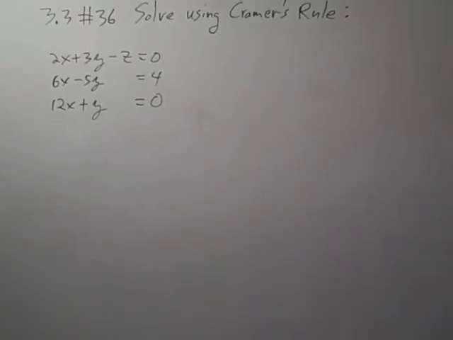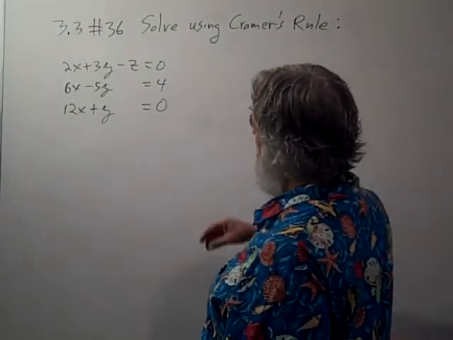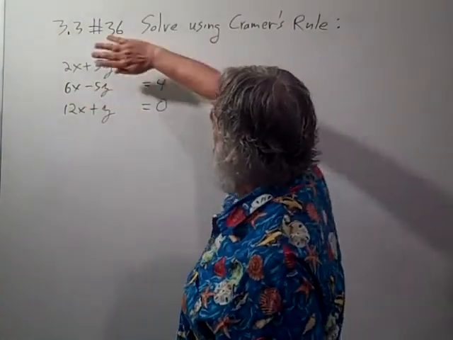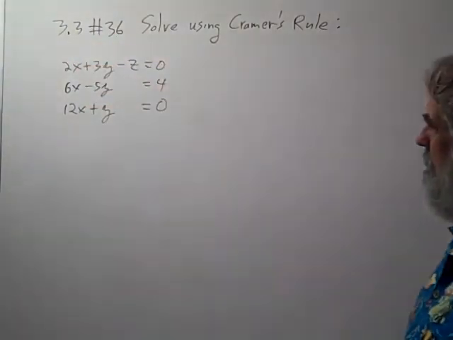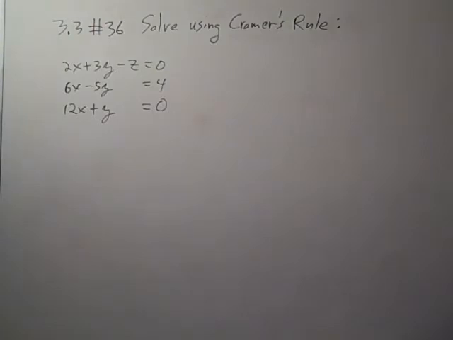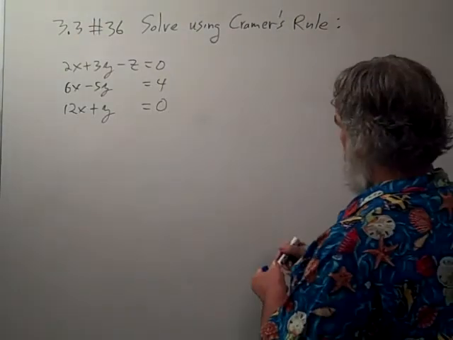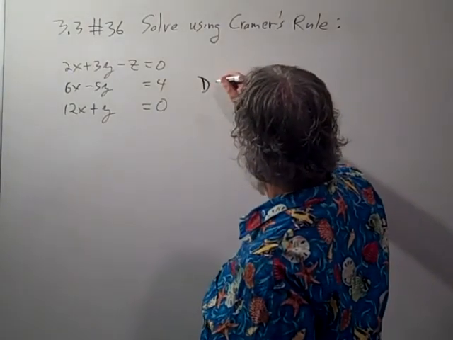Okay, for this system, it's tempting almost to solve for x and y using the last two equations first. That's very tempting. You could find x and y very quickly that way. But let's use the usual Cramer's rule for this.